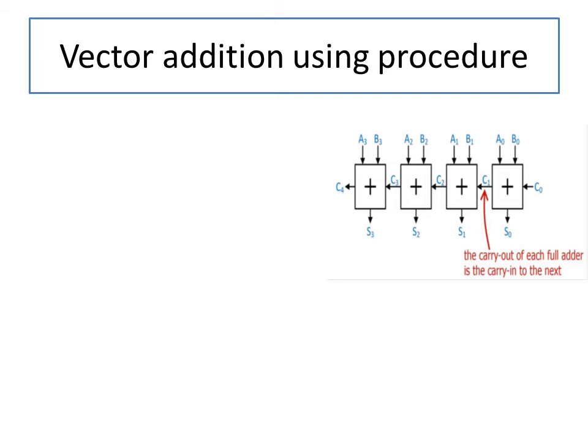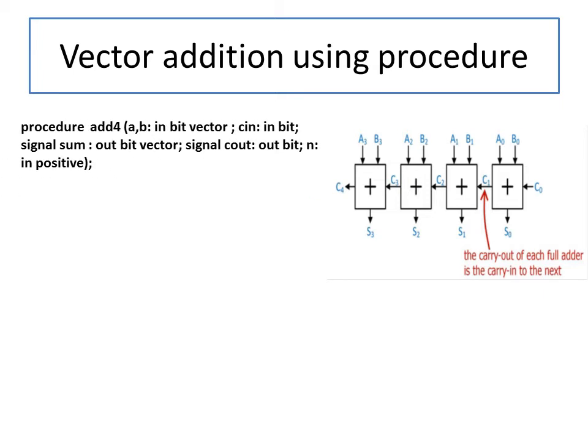So the range over which all the calculation should take place will be from 0, and the upper limit will be n-1. In that case, first we'll write the name as procedure addition4. You can write any name in brackets. Initially we'll write the input terms, they are a, b input bit vector. In case of a vector, we generally write the length, but here I haven't written the length. We'll simply quote this as input bit vector. Then input carry as C in, signal sum as output bit vector, and final carry C out as output bit. Along with that, we have written N, which is going to be input positive.